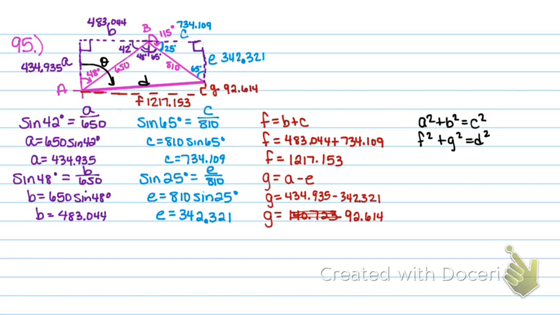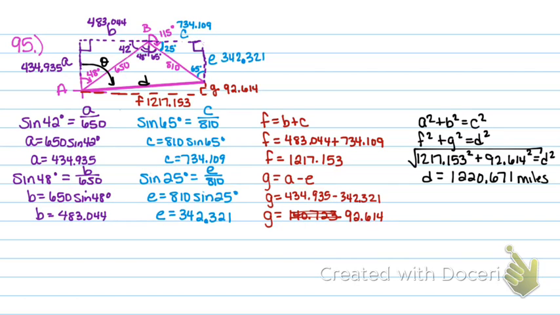All right, but same idea now. To find side D, we're going to take F squared plus G squared equals D squared. So it's 1217.153 squared plus 92.614 squared to get D squared. And then we're going to take the square root of that to get D. All right, so let's do that. We typed this in and we got 1,220.671. What's my units? Miles. Good.